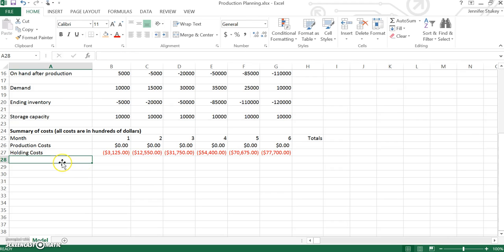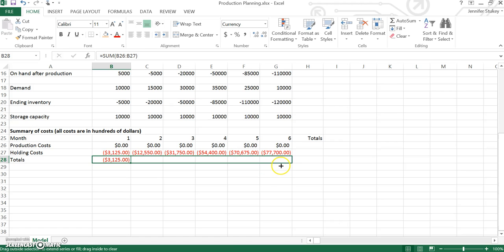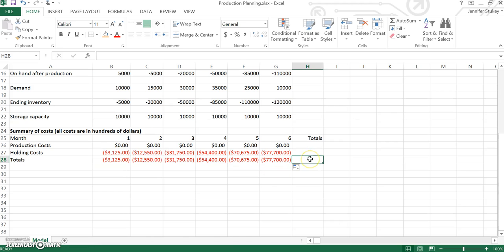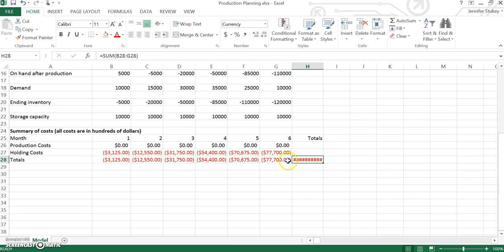Now we are going to get the totals, and that is an equals, and we'll just sum each of those columns and then drag it all the way across, and then we will do a sum for the grand total here. Okay. And we need to make this column bigger. This is the number that we want to minimize.